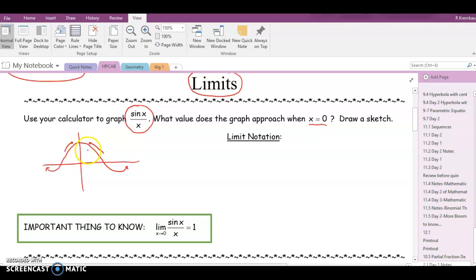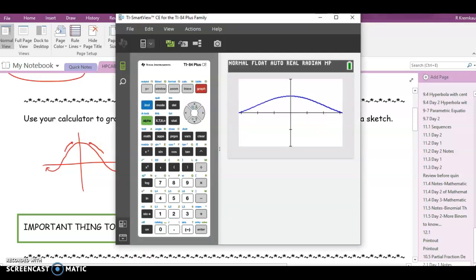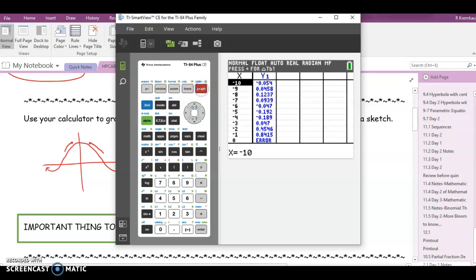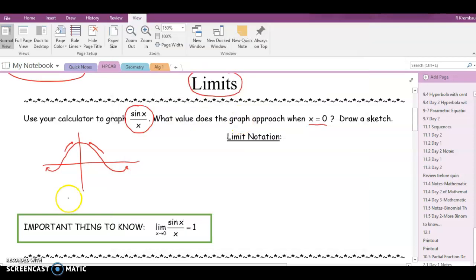What you want to do is look at the table real quick. If we go to the table, second graph, and go to where x is equal to 0, you're going to see that it's an error. So as you can tell, at x equals 0, it's undefined. There's actually a hole right here. It's kind of hard to see when you graph it, but by the table you can see that there's a hole there. So at x equals 0, the graph itself is undefined, but that is not what the limit is looking for.